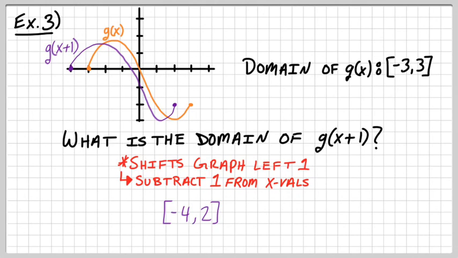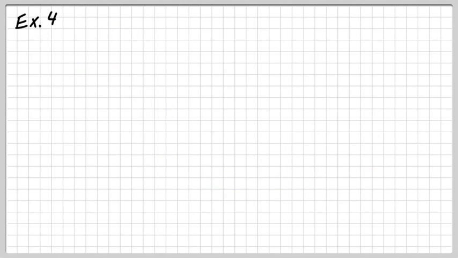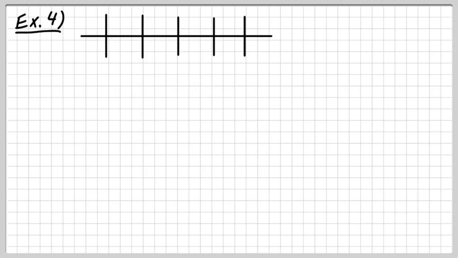So these are the types of problems you run into. If I give you g of x, here's the graph, you know the domain. What would the domain be for a transformed graph like g of x plus 1? Alright, example 4, our last example here. Actually, I think there's 5. I take that back. I think there's 5 examples. The last one's a word problem.